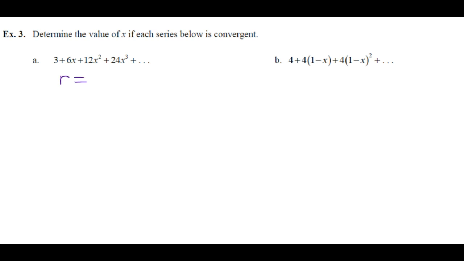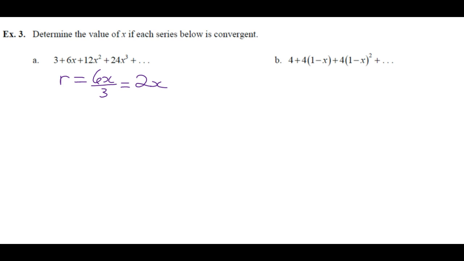Let's start here. What's r? 6x over 3, which is 2x. Now you might want to verify that, right? So 3 times 2x is 6x, times 2x will be 12x squared, times 2x is 24x cubed. So, okay, we got the right ratio.